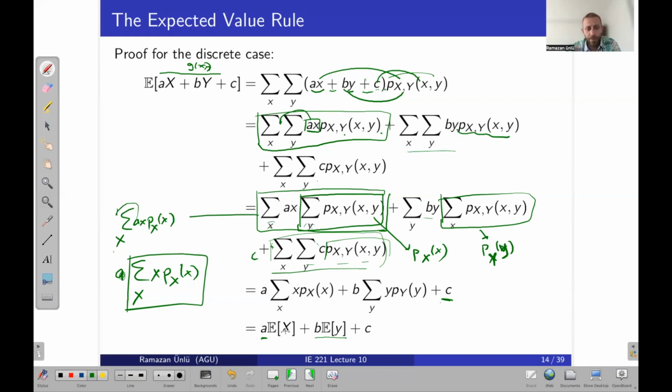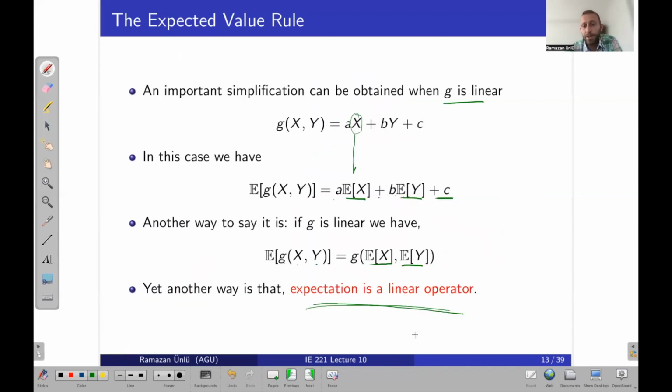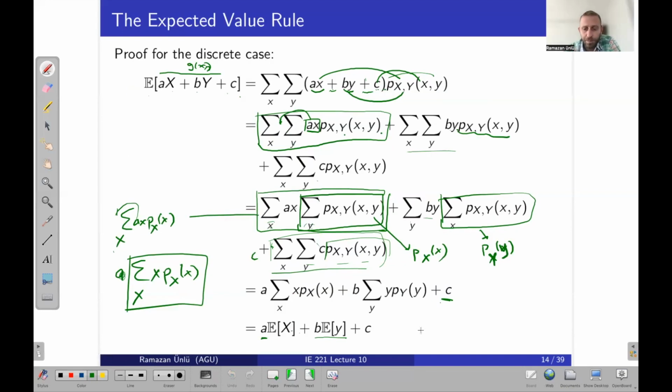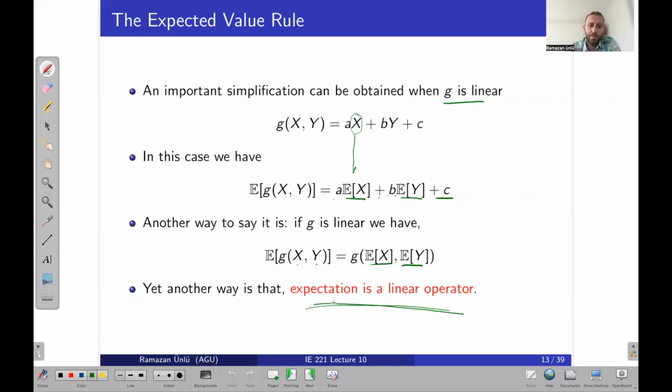So what is the result? The expected value of ax plus by plus c is equal to a times the expected value of x plus b times the expected value of y plus c. So that means the expectation is a linear operator. Okay, so that is the proof. So that is the proof of the theorem that expectation is a linear operator.